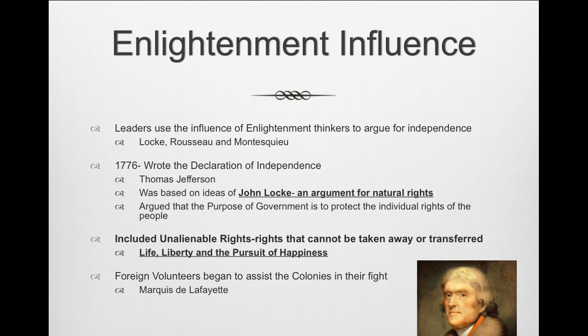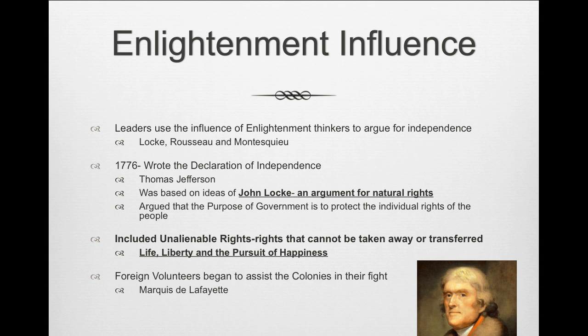A lot of our founding fathers, like Thomas Jefferson, used the ideas from the Enlightenment to argue for independence. They used the ideas of Locke and Rousseau and Montesquieu. And if you look at our Declaration of Independence, it's mainly based on the ideas of John Locke that we have natural rights: life, liberty, and the pursuit of happiness.